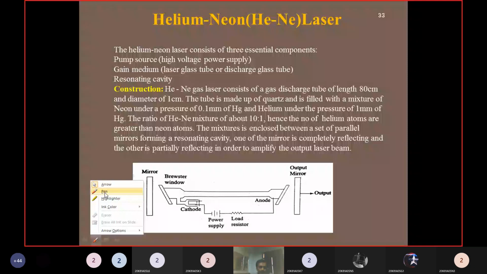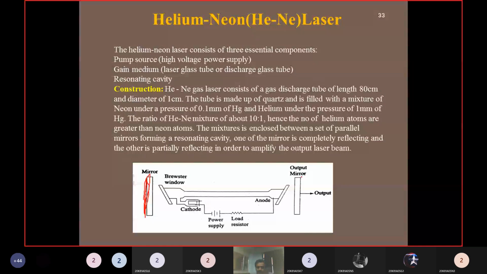Because it is completely silver coated, whatever light is incident on this plate is fully reflected back. There is no transmission of light incident on the mirror. Similarly, the other plate is partially reflecting, which means it is partially silver coated. It reflects approximately 95% back, and only 5% is transmitted.